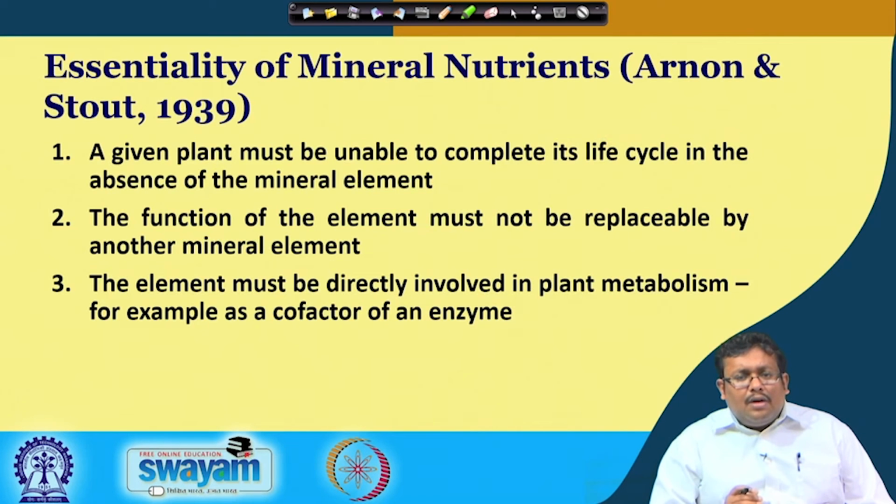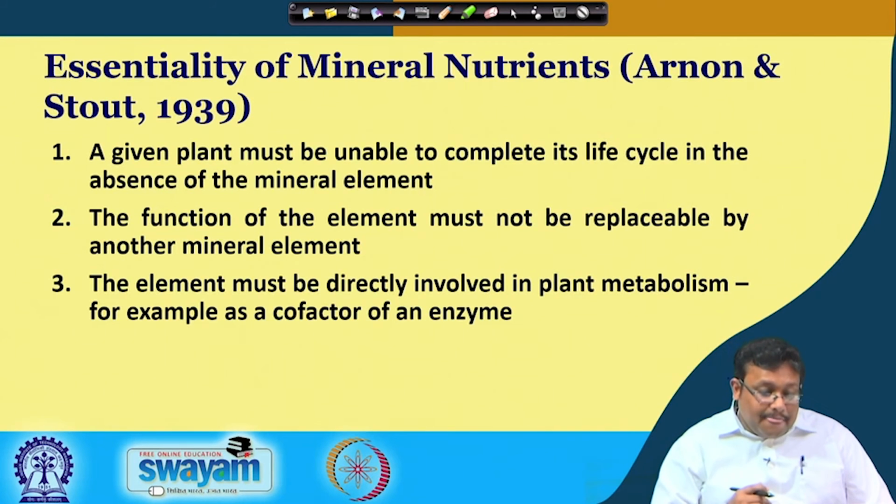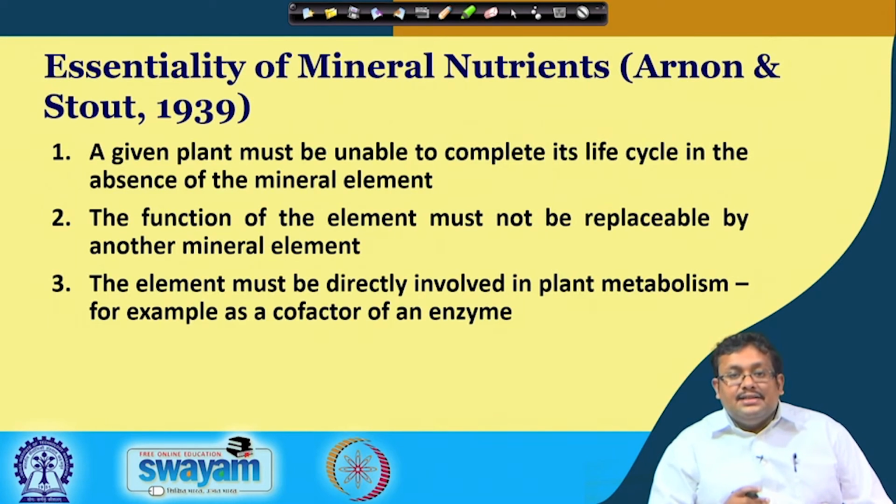Now, how would you decide which mineral is essential or not? This criteria of essentiality of mineral nutrient was given by two scientists called Arnon and Stout in 1939, and these three criteria basically govern whether an element is essential for plant or not.